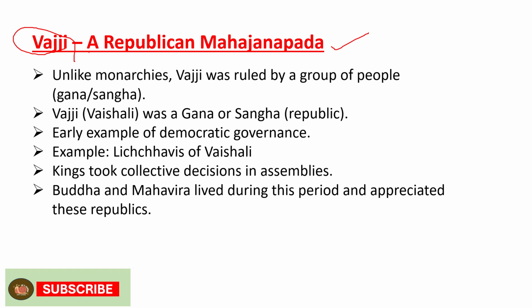For example, there were many Republican Mahajanapadas. One that came under Vajji was the Lichchhavis, and the Lichchhavis' capital was also Vaishali. Kings took collective decisions in an assembly. They were not taking any decisions individually. They were taking collective decisions to do anything. Buddha and Mahavira lived in this period, and they appreciated this kind of republic.